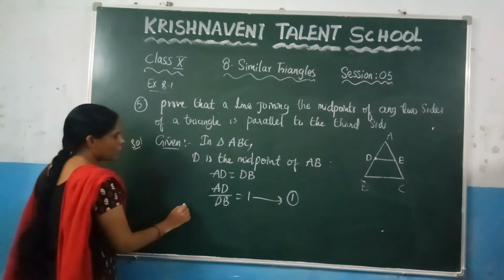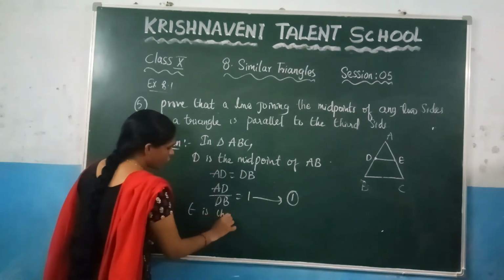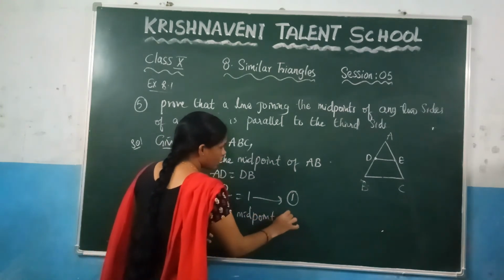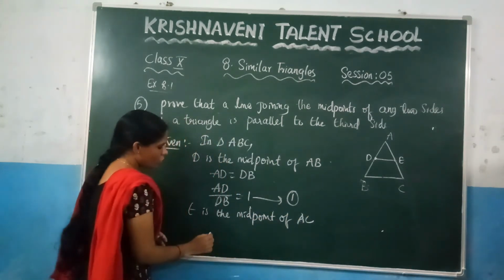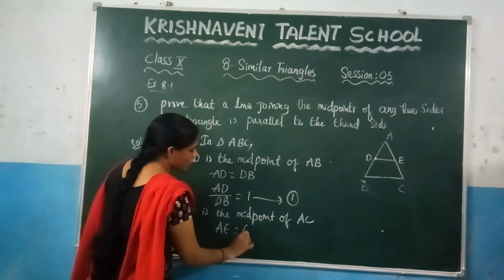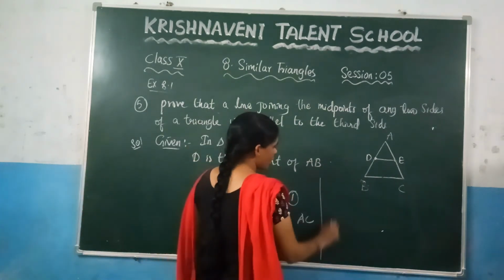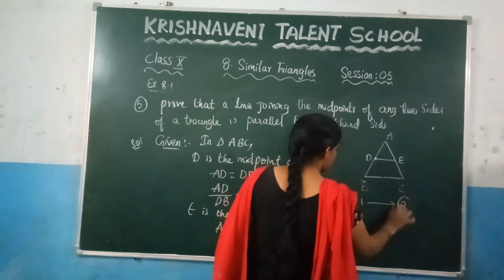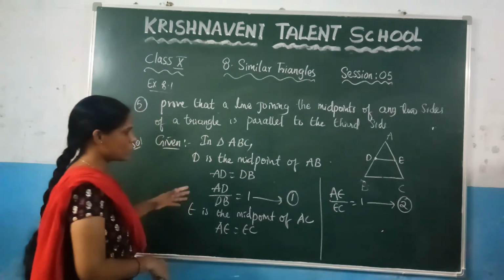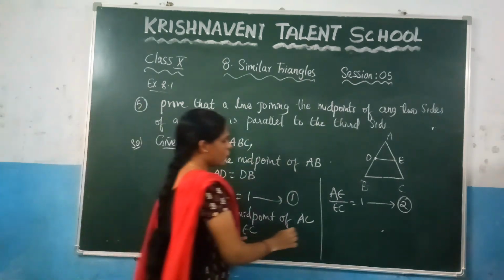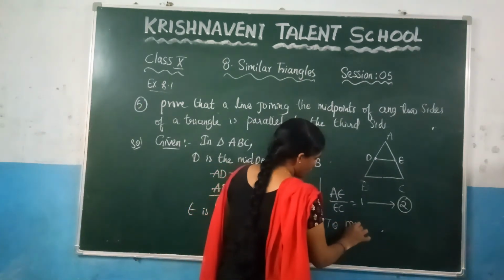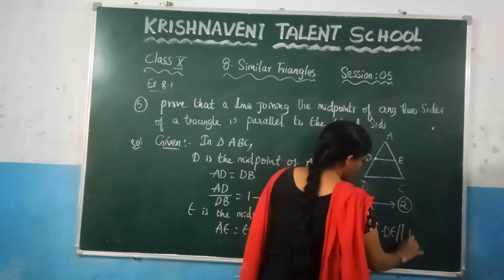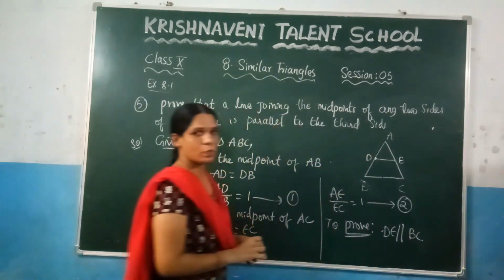Equation 1. Similarly, what is given is the midpoint of AC. So you know that it is divided into two equal parts. AE is equal to EC. So from this equation you can write AE by EC is equal to 1. Let us consider this as 2. And after that, these are the conditions they have given here. Now write it here what we need to prove. To prove, what we need to prove here, DE is parallel to BC. This condition you need to prove here.